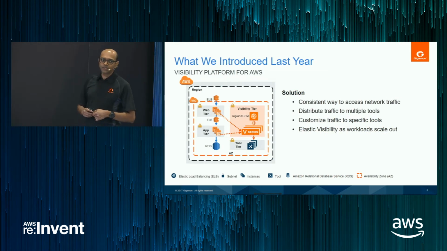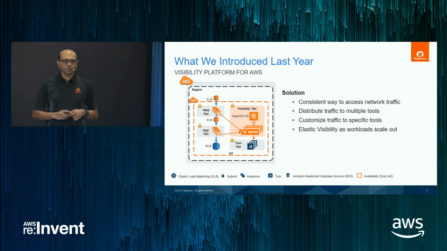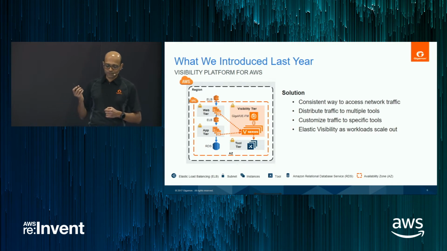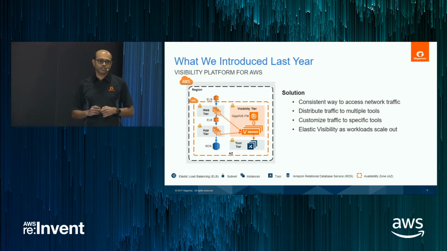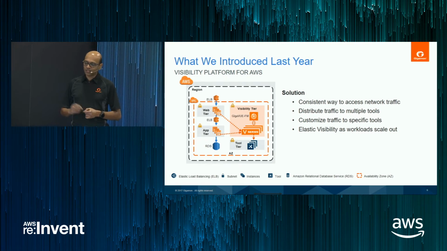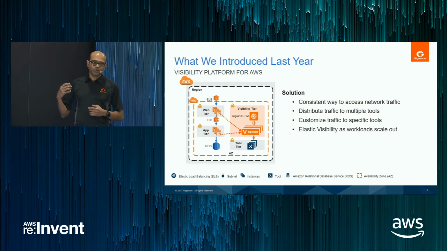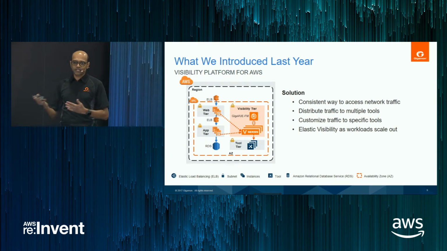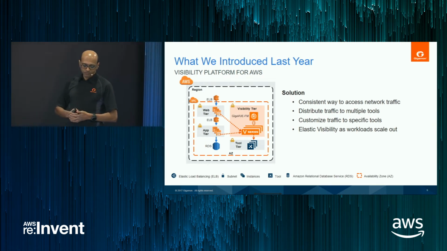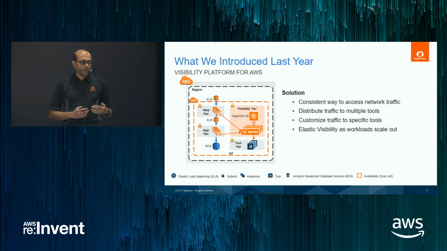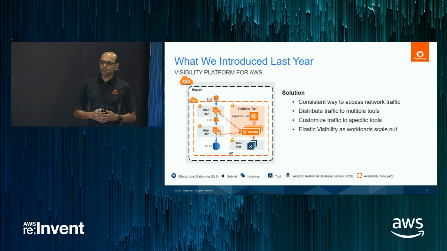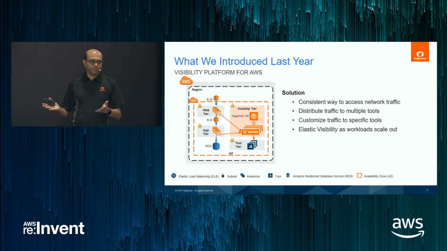For those of you who were here at AWS re:Invent last year, you would recall that we introduced the industry's first visibility solution for AWS last year. And the summary of this is it provides a consistent way to access network traffic, because network traffic is the best way to understand the transactions which are happening in the cloud. It also provides a consistent way to distribute traffic to multiple tools. And this becomes especially important in security use cases because there isn't one uber tool that you have in security. You have a best-of-breed security stack.